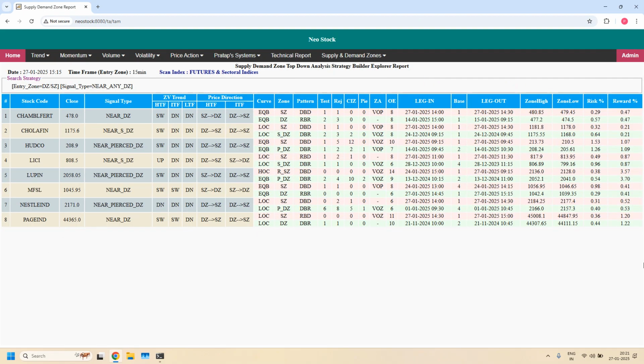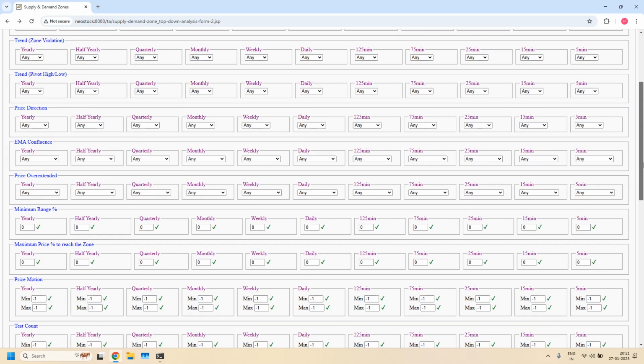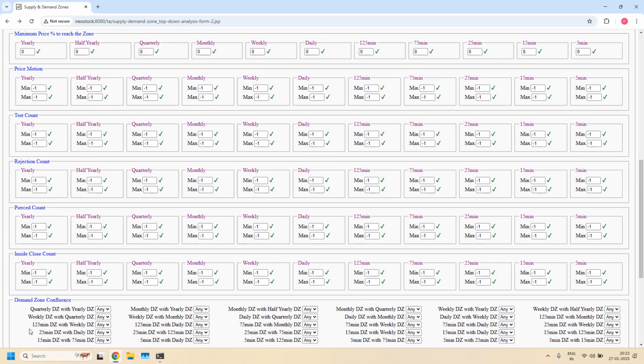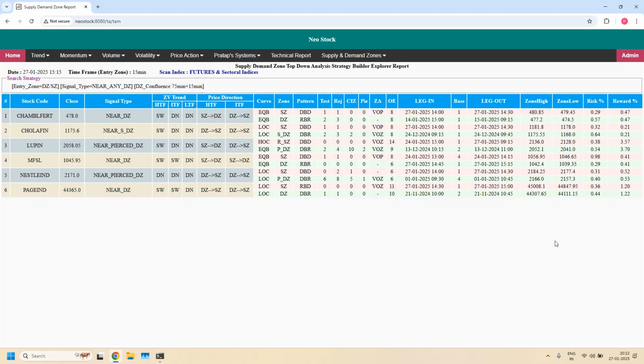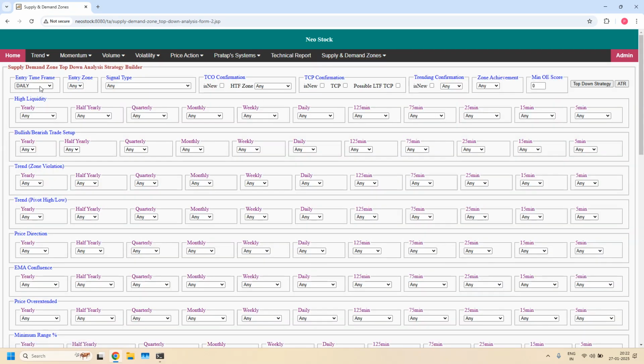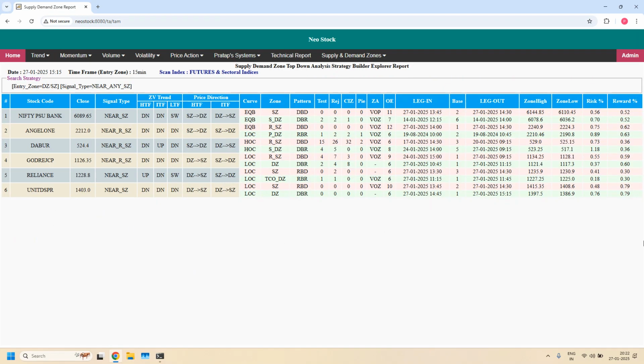We got 8 stocks. Let's verify how many of these 8 are having ITF Confluence. LTF, ITF demand zone Confluence. That is 15 minutes demand zone having 75 minutes demand zone Confluence. With this filter, we got all 6. And some of these stocks are pierced, you can ignore them.